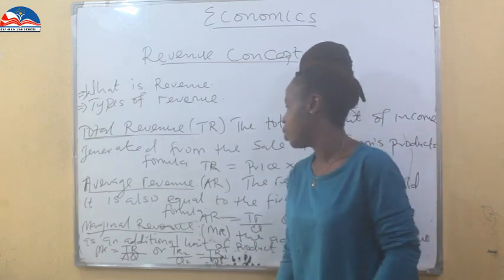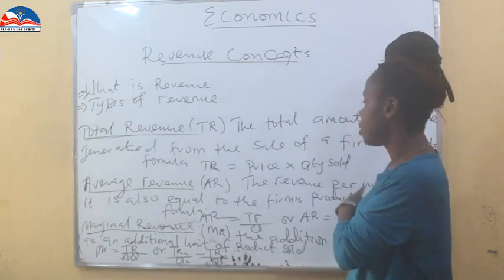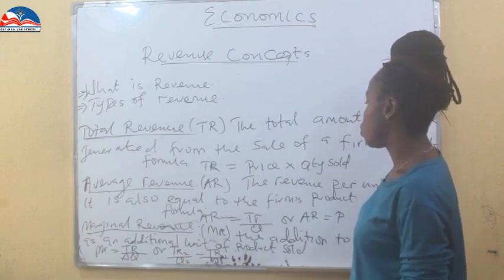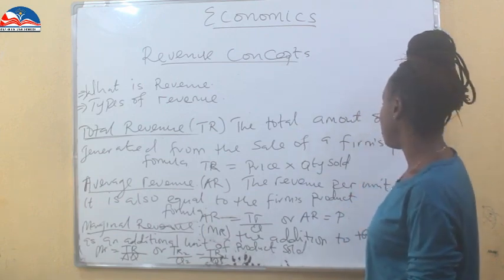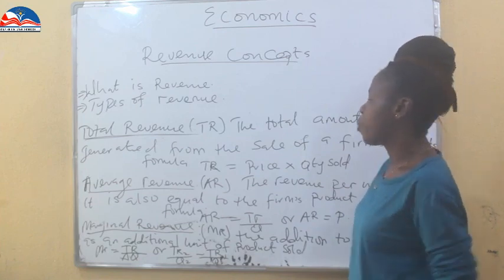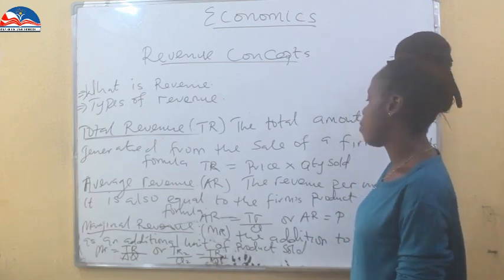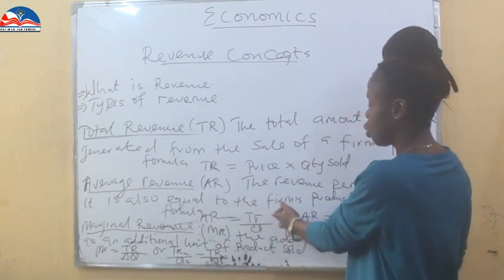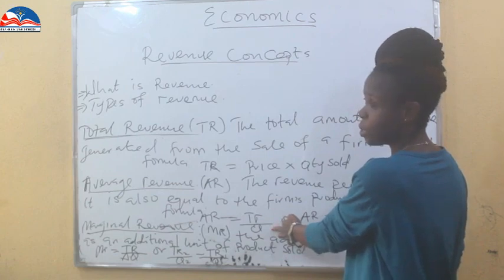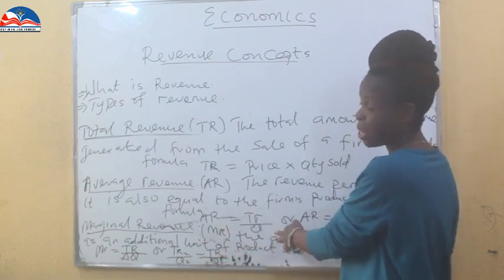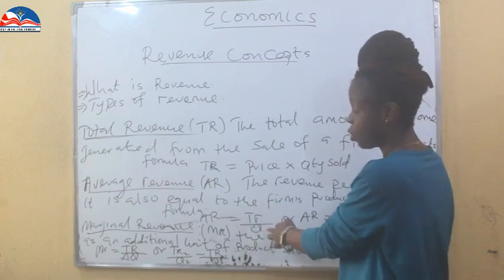Then average revenue. The average revenue per unit is the revenue per unit sold. It's also equal to the firm's price. The average revenue can be said to be per unit sold of a product. Let's look at the formula. It is total revenue divided by the quantity. How much is sold, then divided by the quantity that is sold. That is average revenue.